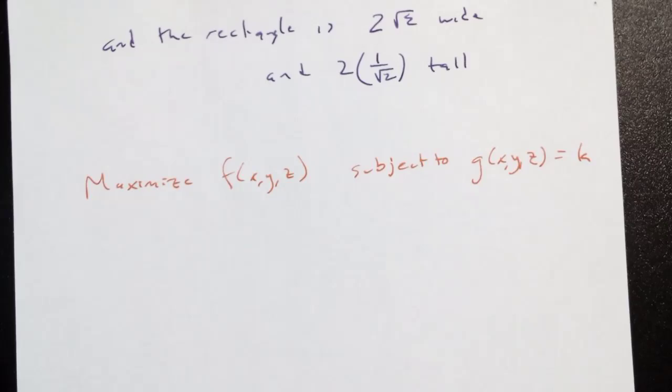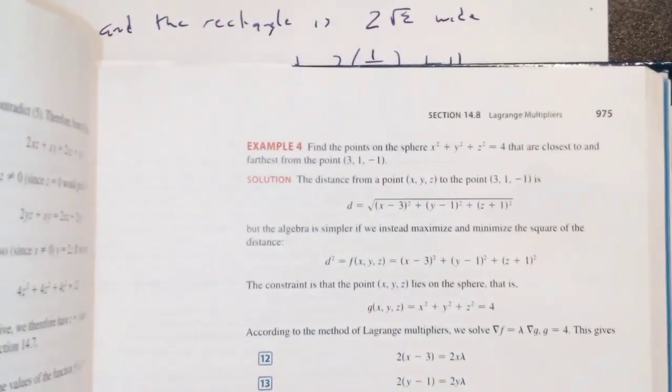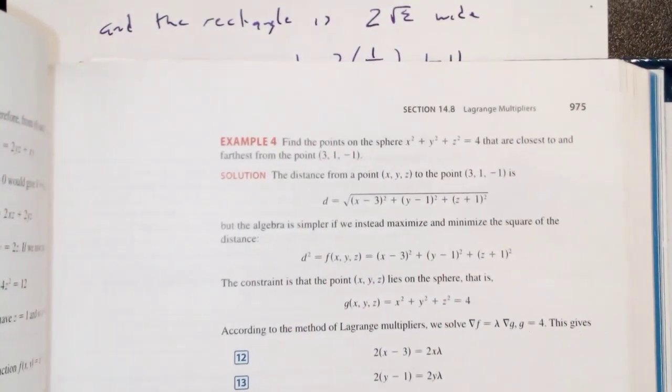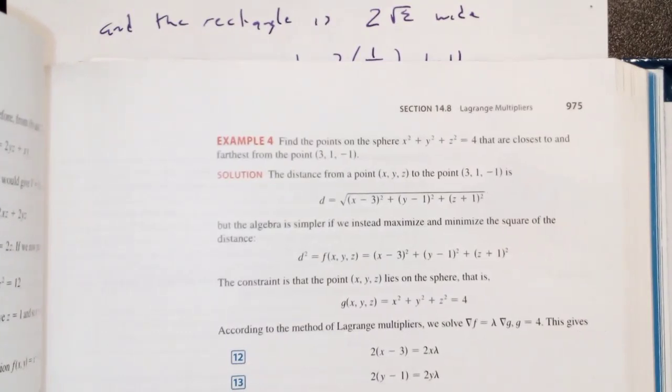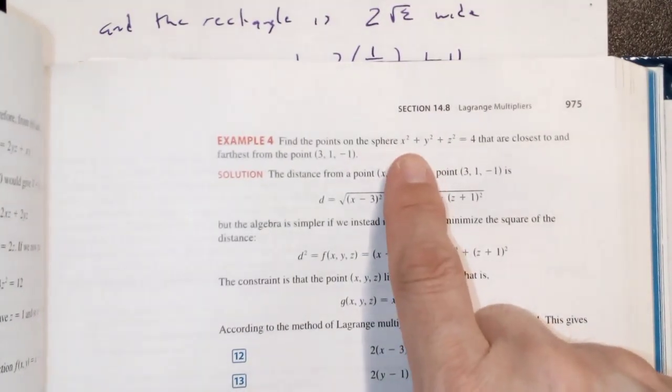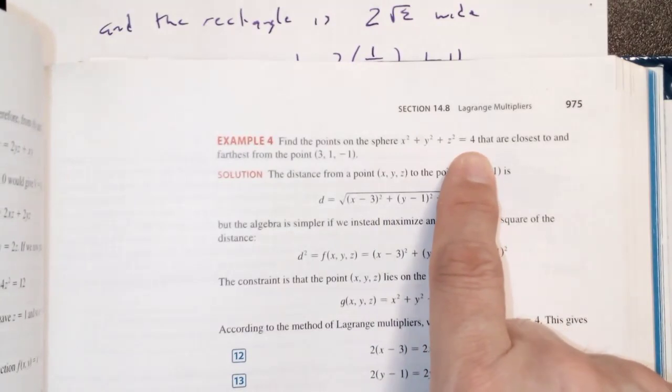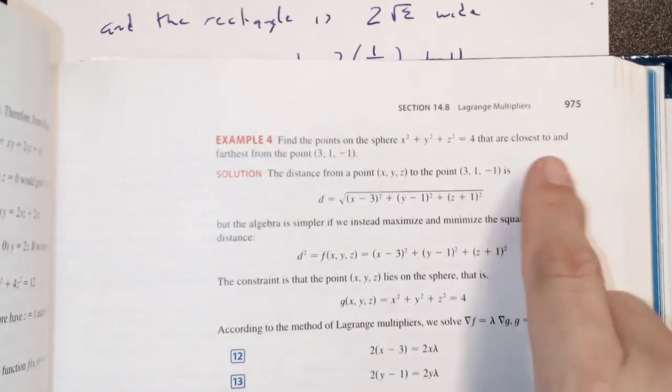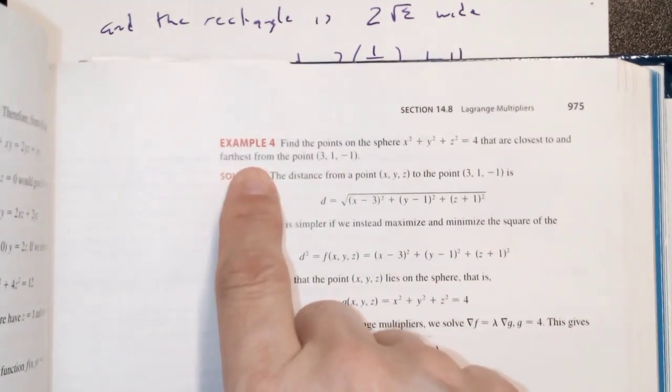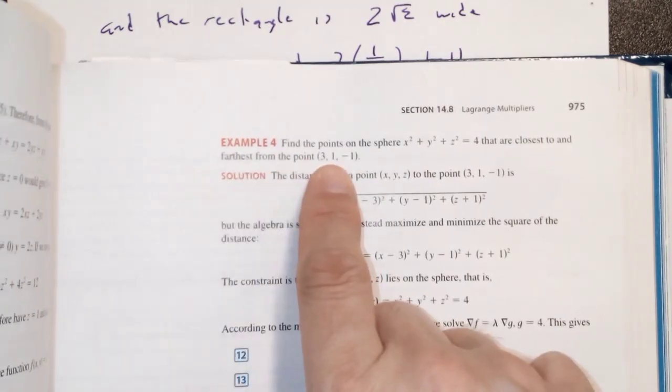I believe it's page 975. Yeah, there we go. Example 4. Find the points on the ball, the unit sphere, I'm sorry, the sphere x squared plus y squared plus z squared equals 4, so the ball of radius 2, that are closest to and furthest from 3, 1, negative 1.